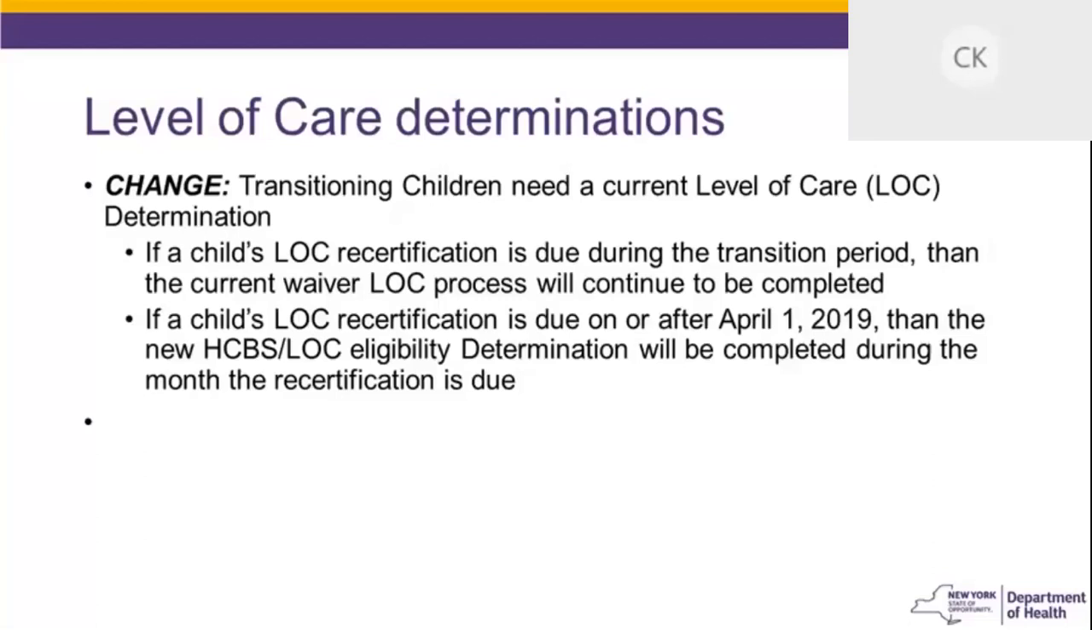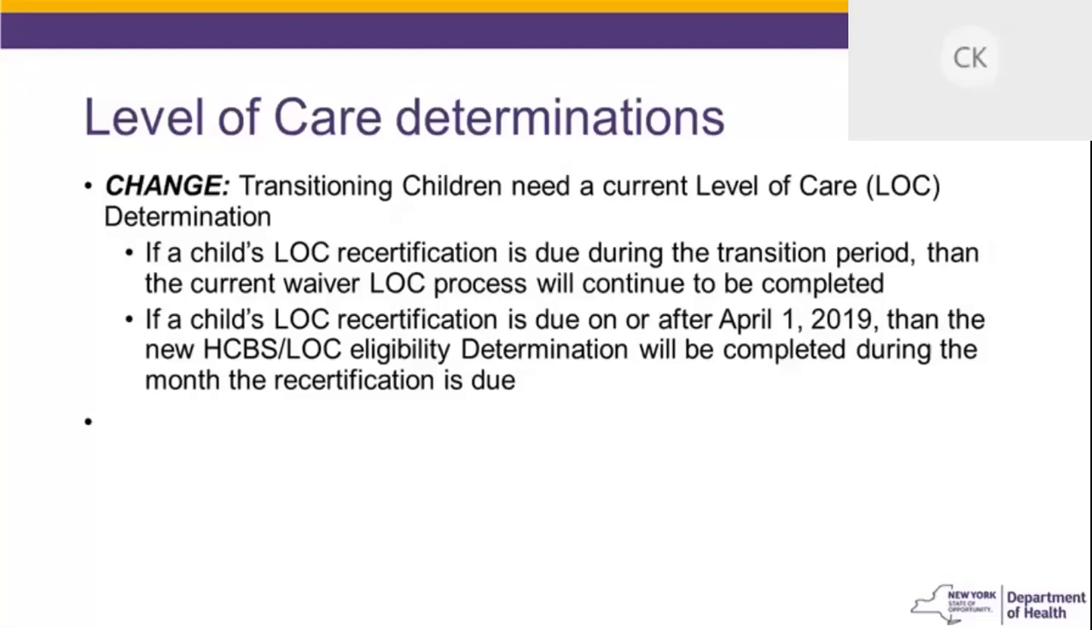Every child who's transitioning must have a current active level of care determination, which is required for the waiver. If that's due during this transition period, you will complete that according to the guidance through your current standing waiver. After April 1st, we'll give more education on the new process. So I want to make sure that's really clear that this is a change from anything you probably learned even up to a month ago. It's really important that people understand that.